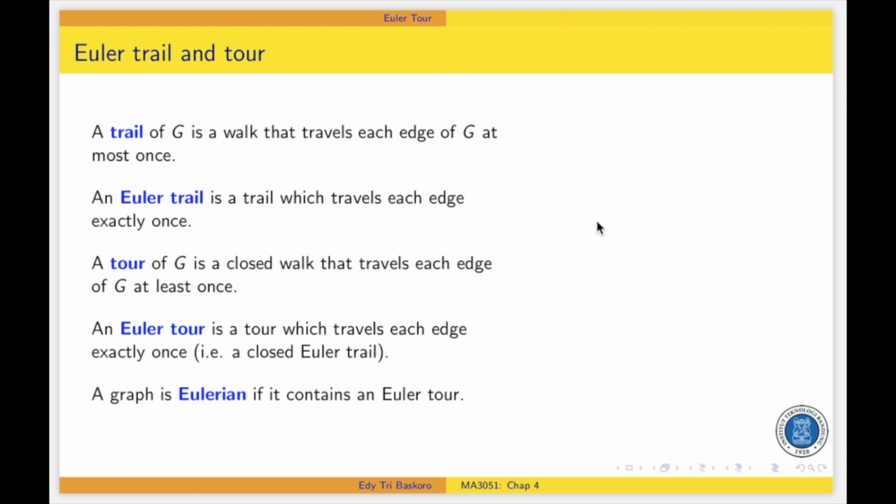Before we see the famous theorem by Euler, let us define the following notions. A trail of G is a walk that travels each edge of G at most once. An Euler trail is a trail which travels each edge exactly once. And a tour of G is a closed walk that travels each edge of G at least once. And we define as Euler tour a tour which travels each edge exactly once. So an Euler tour must be a closed Euler trail. Finally, a graph is Eulerian if it contains an Euler tour.